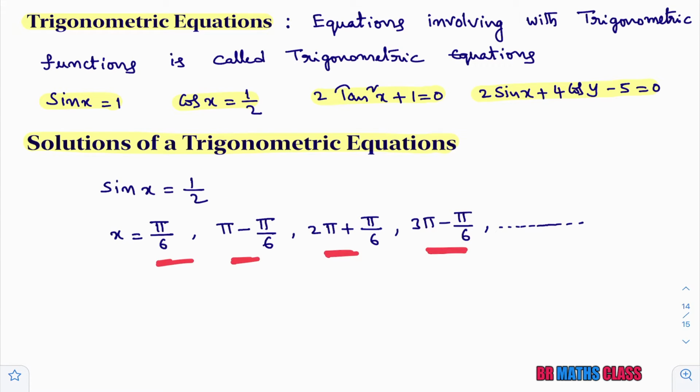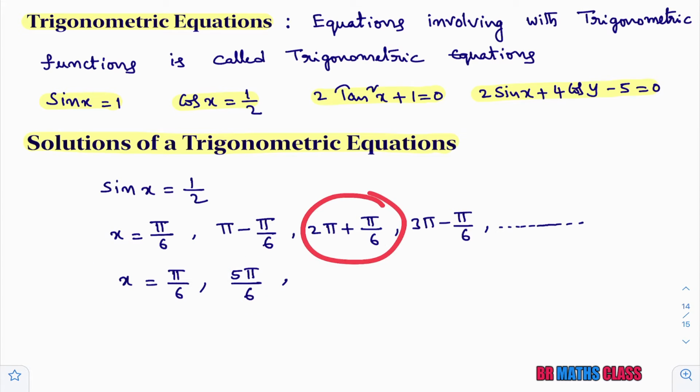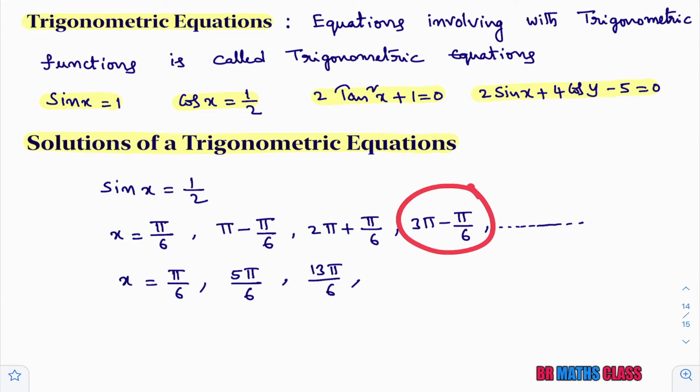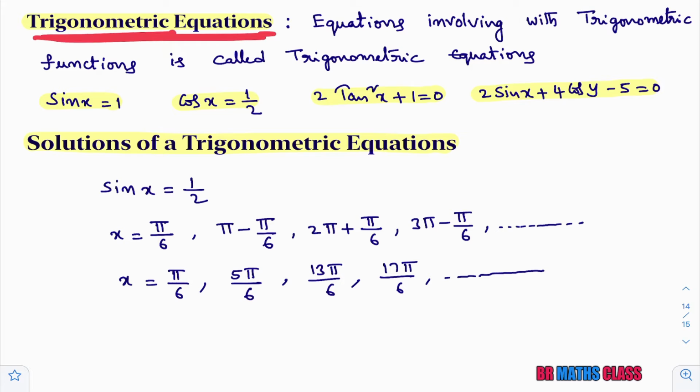Now, I'll simplify this a little bit. x equal to pi by 6, comma, pi minus pi by 6 is what? Pi minus pi by 6 is 5 pi by 6. So 5 pi by 6 is a solution of given trigonometric equation sin x equal to 1 by 2. You simplify this, what you will get? 12 pi plus pi, 13 pi by 6. 13 pi by 6 is a solution of given trigonometric equation. So you will get 17 pi by 6. Like that, for one trigonometric equation, here we will get infinitely many solutions.